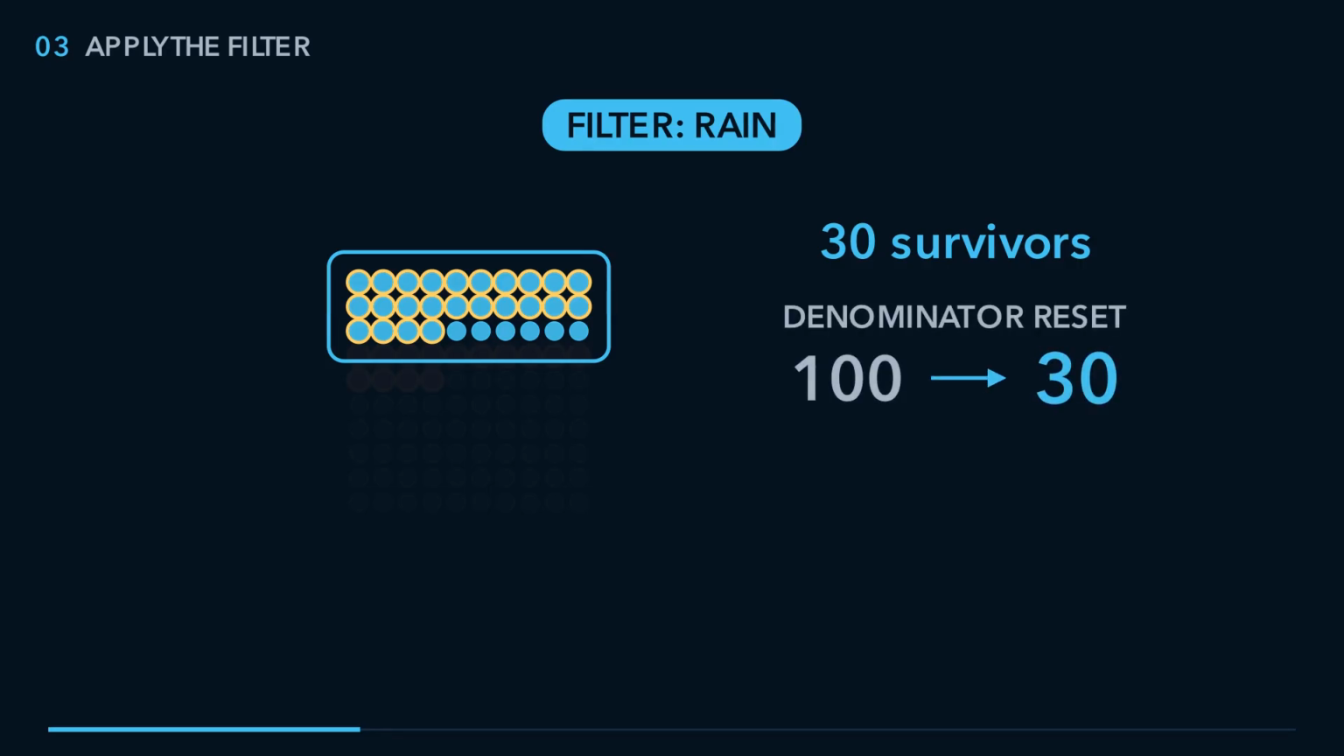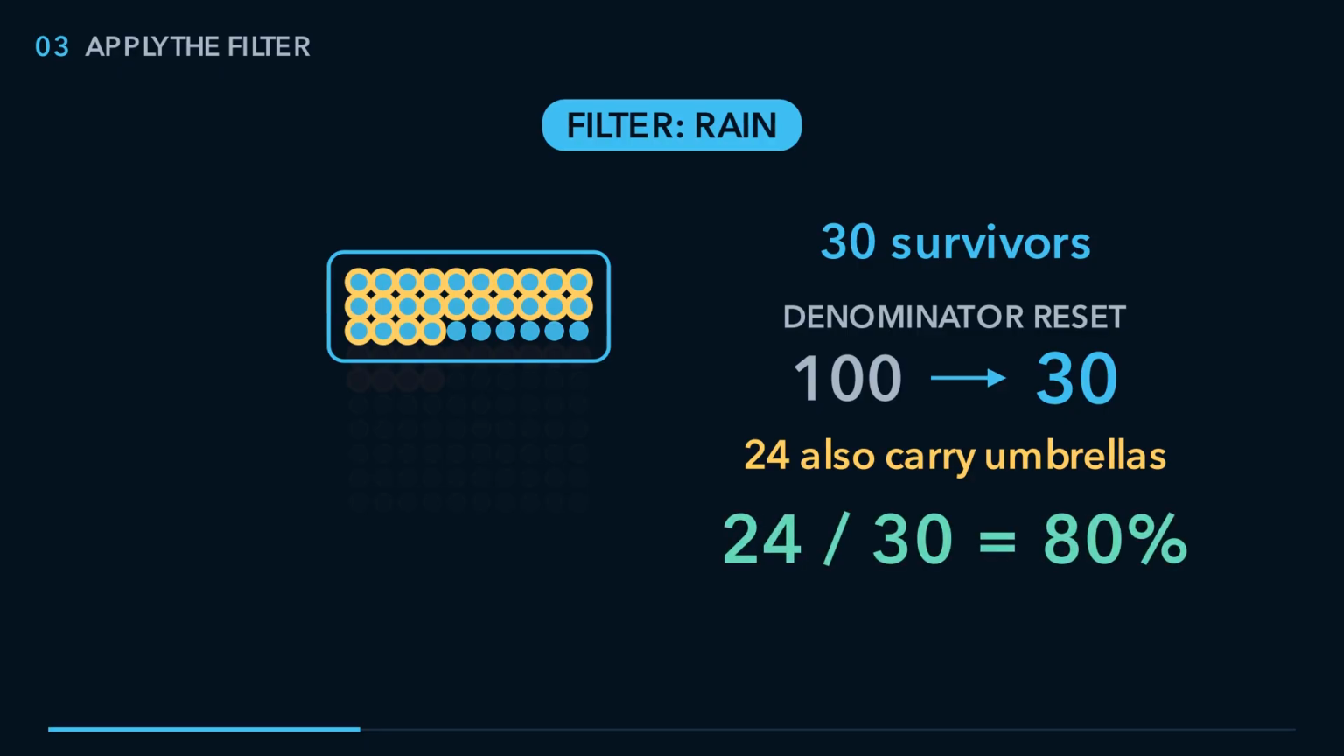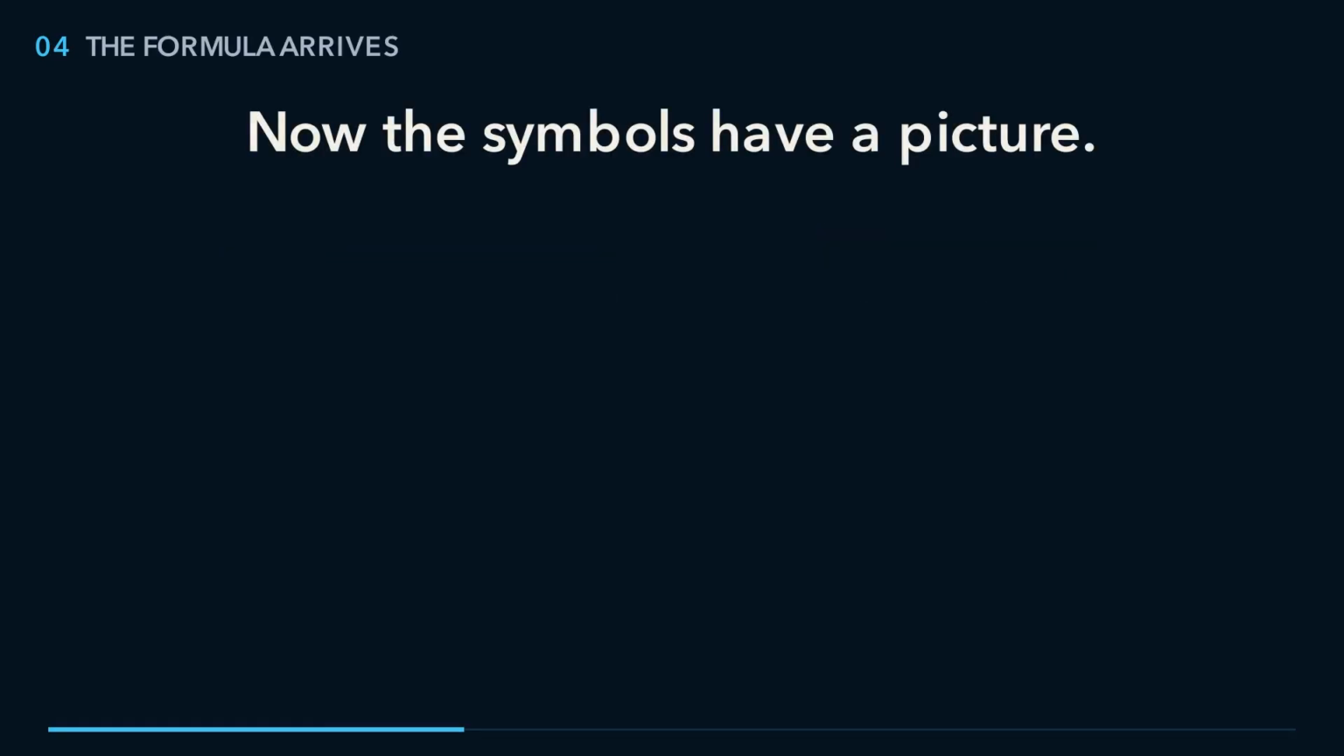The denominator is no longer 100. It is 30, because 30 cases survived the filter. Among those 30 survivors, 24 carry umbrellas, so the conditional chance is 24 out of 30, or 80%. Filter first, then count inside what remains. Now the formula has something visible to describe.